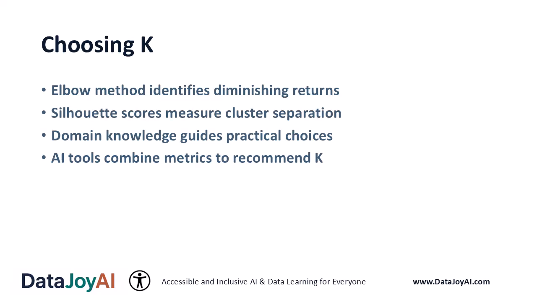The challenge is choosing K. The elbow method looks for a point where adding more clusters stops improving the model significantly. Silhouette scores measure how well points fit their assigned clusters. The chapter shows how these methods help determine K, and modern AI tools combine them to recommend optimal values.